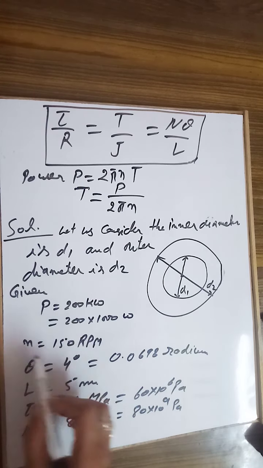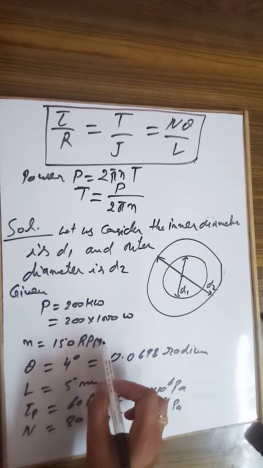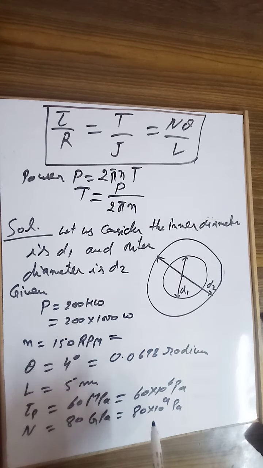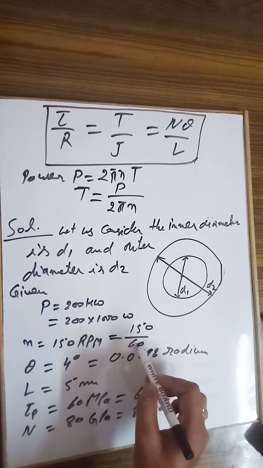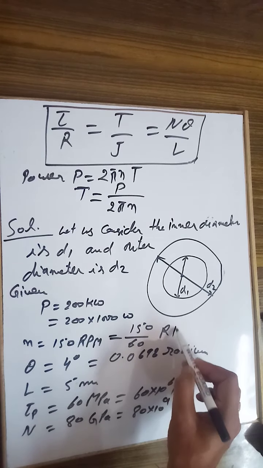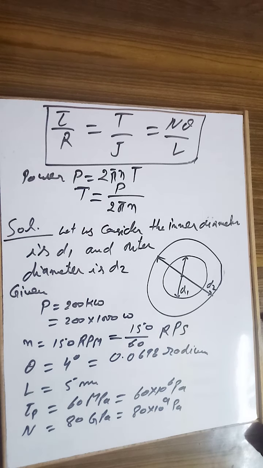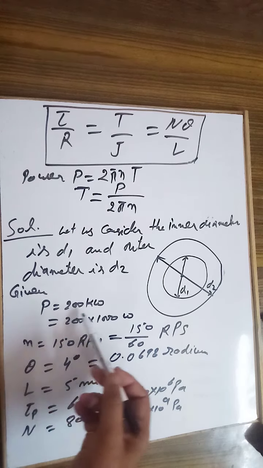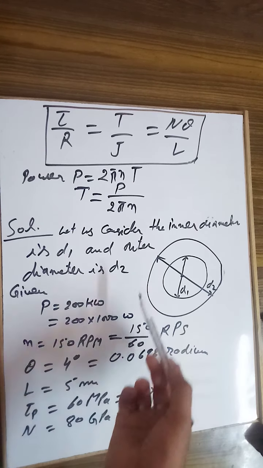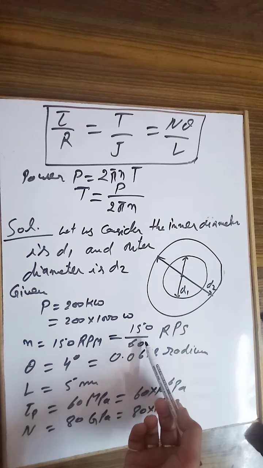So here we have put this value, 150 rounds per minute. In place of that we can write it as 150 divided by 60 rounds per second. Okay, it can be written like this. So if we put the values here, P we have this particular value, pi we know, and n we will put this value.